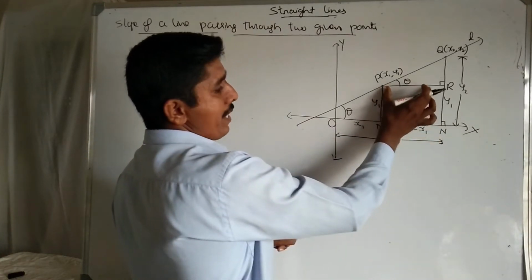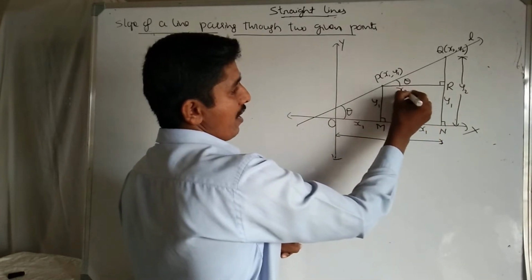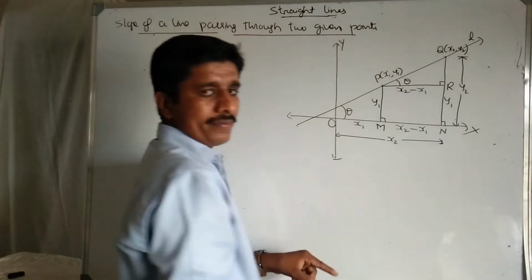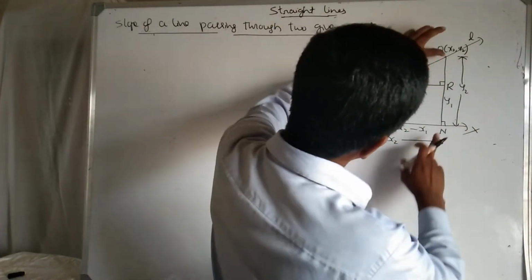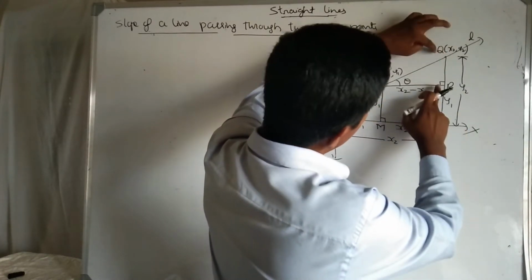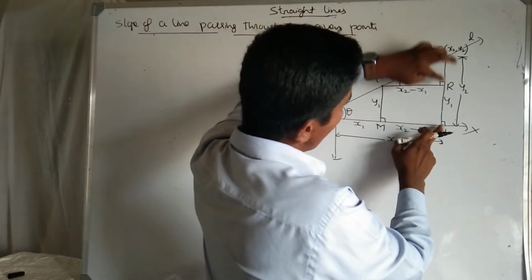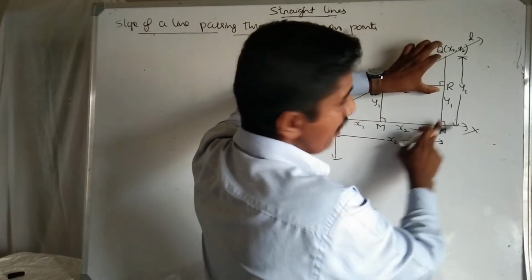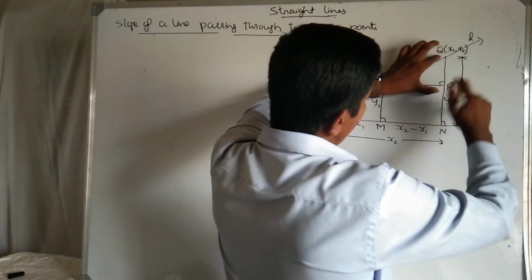Then what about the PR length? Same. PR equal to MN from the figure. This is also x2 minus x1. Now from the figure, QN length is y2 and RN length is y1. Then what about QR length? This total distance minus this distance equals QR. Got it. Total distance is y2 minus this distance y1, so y2 minus y1.